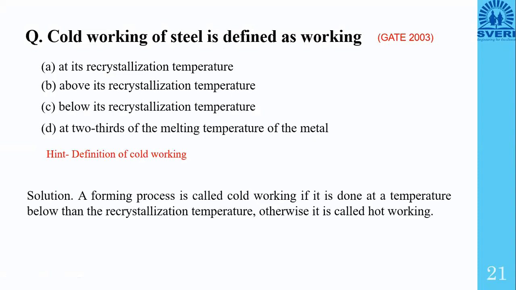We should know the definition of cold working. A forming process is called cold working if it is done at a temperature below the recrystallization temperature. So where is the option below recrystallization temperature? It is C. So your answer must be C. If it is above recrystallization temperature, it is called hot working. Such types of questions will be asked in GATE. Whatever previous examples or this question, it is asked in the GATE.